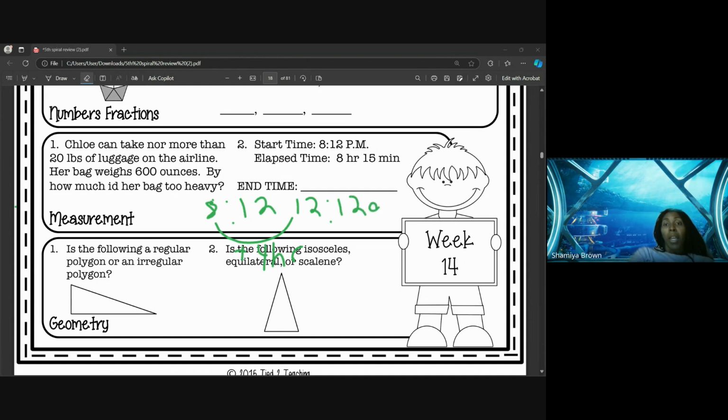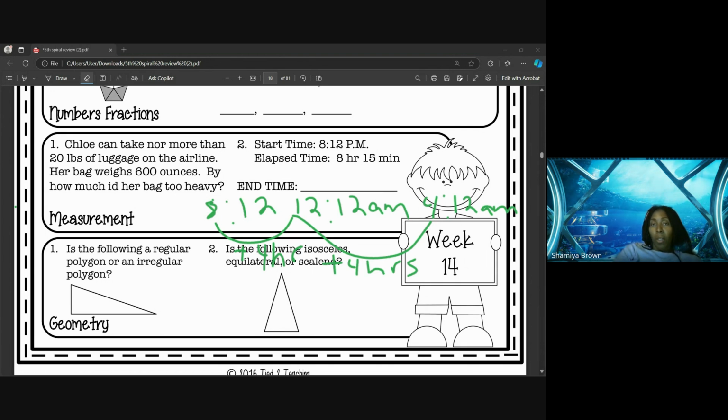But now I'm at a.m. I'm at 12:12. I've added 4 hours, so now I need to add 4 more hours to equal 8 total. So add 4 more hours to 12:12. If it's 12 o'clock, my next hour is going to be 1 o'clock, 2 o'clock, 3 o'clock, 4 o'clock. So now it's going to be 4:12 a.m.